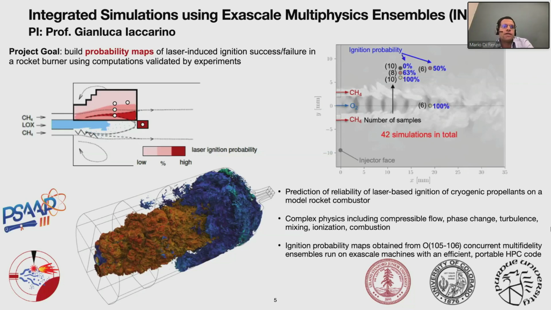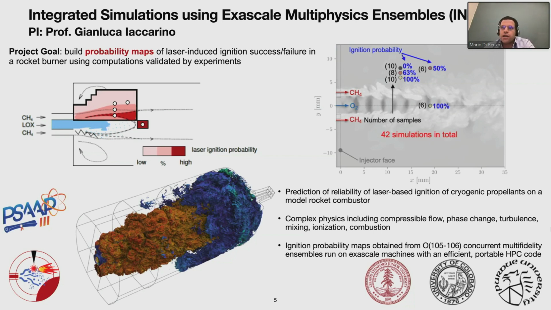funded by the Department of Energy through the PISA-3 program, and is based at Stanford with the collaboration of University of Colorado and University of Purdue. The main goal of this project is to predict probability maps for laser-induced ignition of a simplified rocket burner. As you can imagine, this project is quite complicated, and the idea is that we want to predict how reliably a laser can ignite cryogenic propellants in a simplified rocket burner.